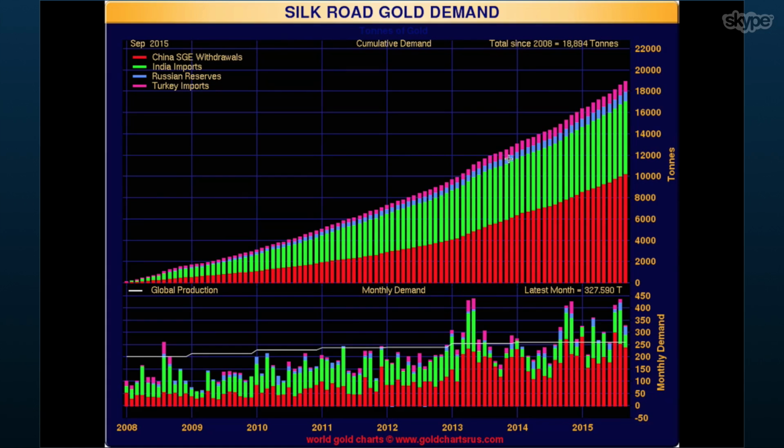And what's interesting, though, isn't just the cumulative imports of gold into those countries, but when you look down here, you've got month by month purchases going into these countries. And then this white line is the annual gold production. So it's total world production of gold. And I believe this comes from the World Gold Council. And what you see here is that back in 2008 and 9, it was around half of the output of the entire world's gold went to these countries.